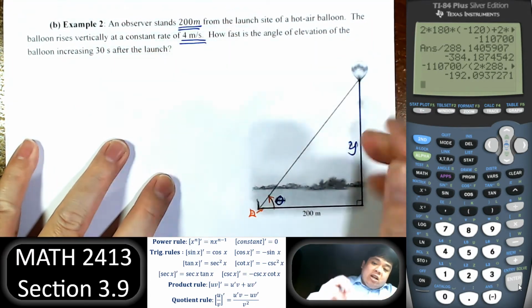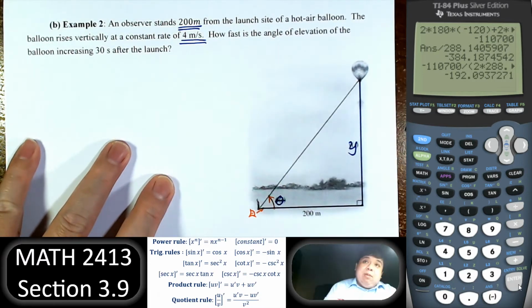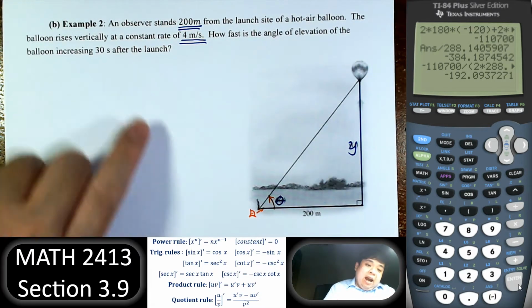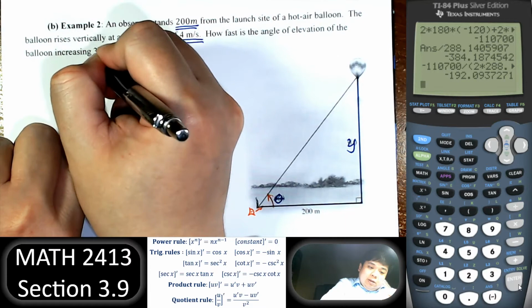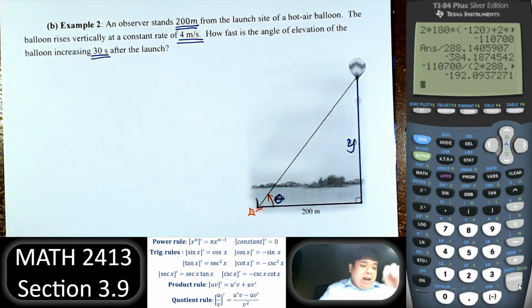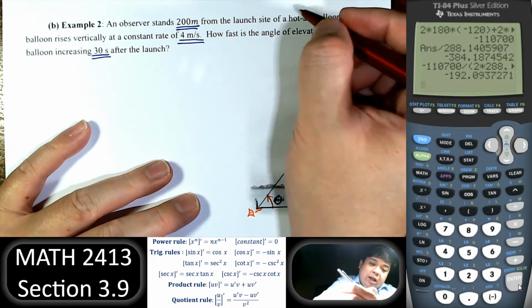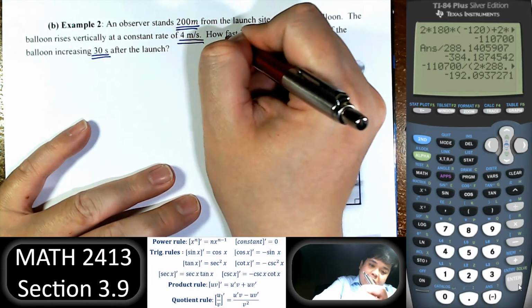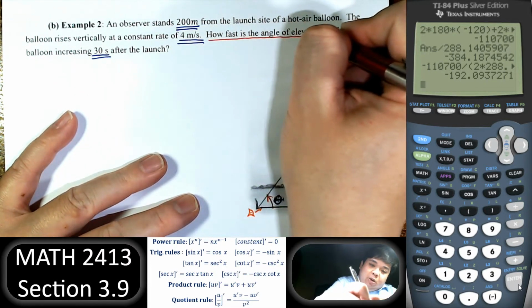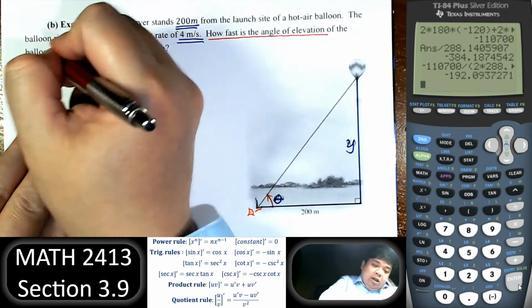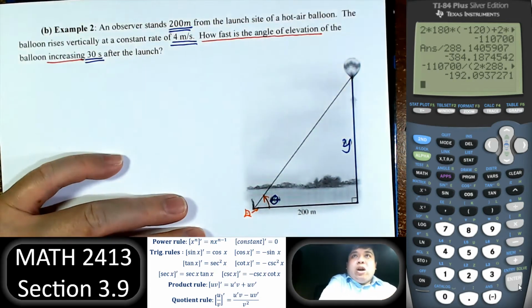4 meters per second, that is how fast the hot air balloon is going up. And then 30 seconds. The question is, how fast is the angle of elevation increasing? So that is the question.